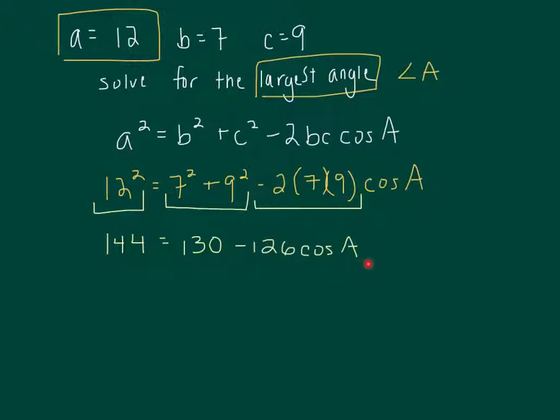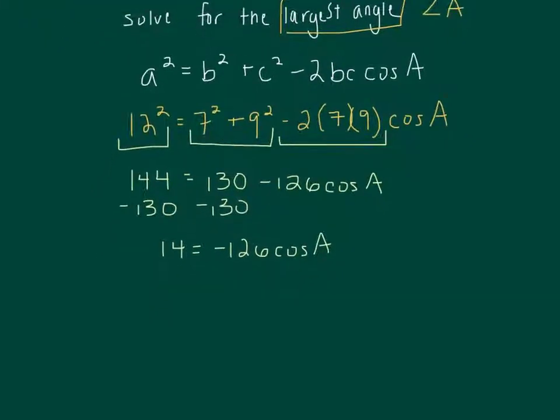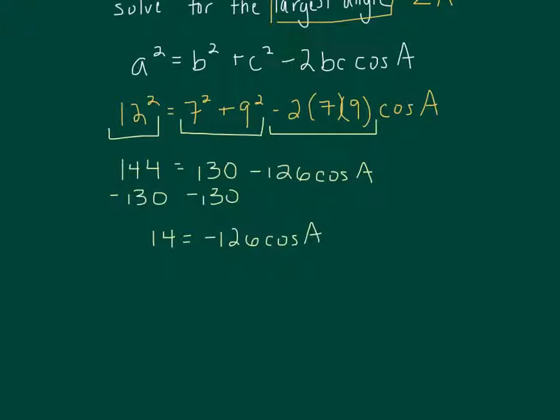So my goal is to get cosine A alone. The first thing I can move is the 130 by subtracting it. So I'm going to get 14 equals negative 126 cosine of A. And then because I'm multiplying the negative 126 times the cosine of A, I'm going to divide by the negative 126. And then that will give me what cosine A is equal to when I type that into my calculator. So I'll do 14 divided by negative 126, and I get negative 0.1 repeating.